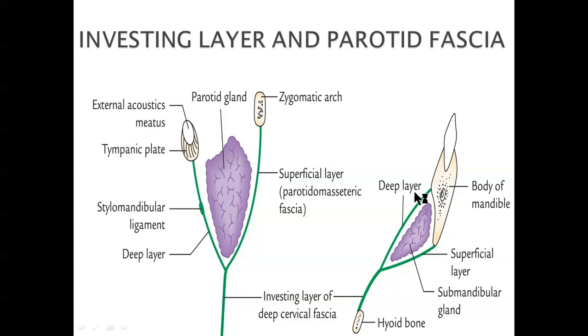Again, the investing layer also covers your submandibular gland. Here we can see the hyoid bone, and here we have the angle and body of the mandible, and the investing layer therefore covers your submandibular gland from both sides. So the important point of the investing layer, for exam purposes, is that it covers two muscles, your SCM, sternocleidomastoid, and your trapezius, and envelops two glands, your parotid gland and your submandibular gland. All right.